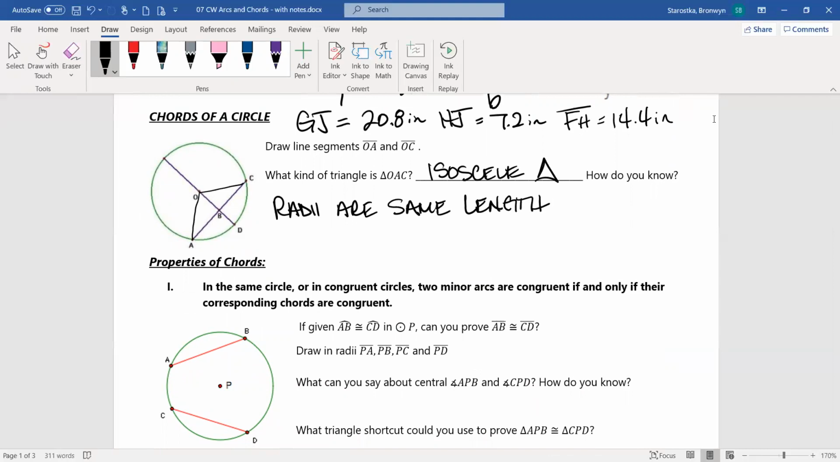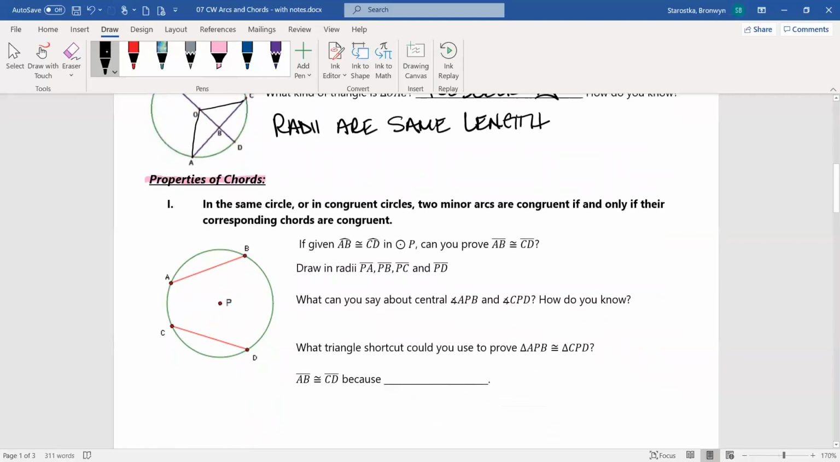All right, properties of chords. In the same circle or in congruent circles, two minor arcs are congruent if and only if their corresponding chords are congruent. Well, we're going to say the arcs are congruent. All right, if arc AB is congruent to arc CD, I'm going to put two ticks here.